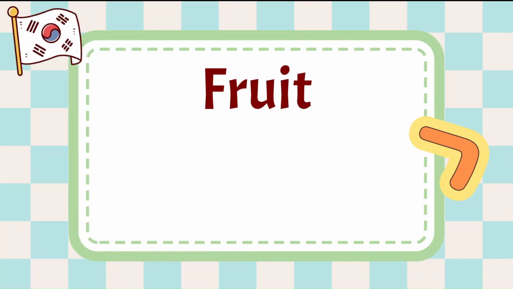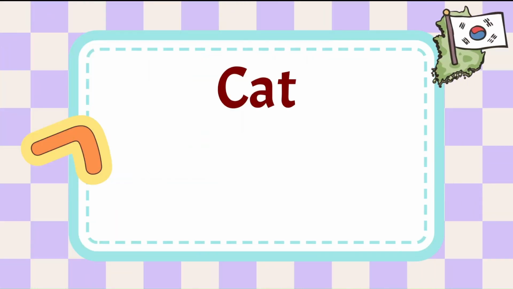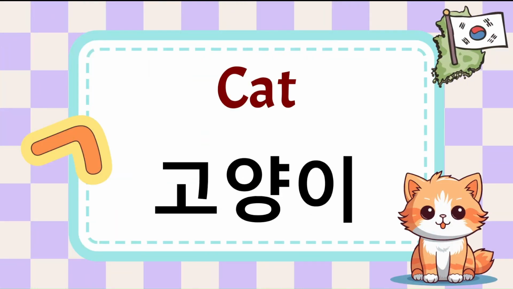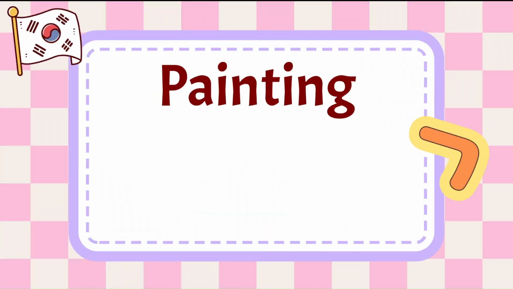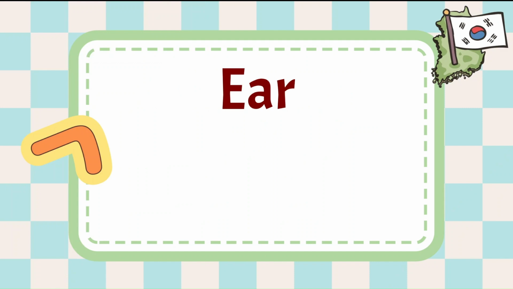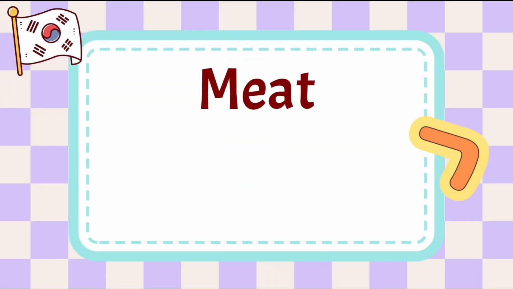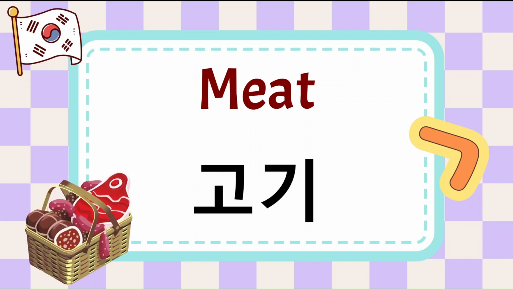Next comes the word fruit. 과일, 과일. Cat, 고양이, 고양이. Painting, 그림, 그림. Now let's look at the next word. Ear. Again, this is a very easy word, one syllable word. 귀, 귀. Now let's move ahead to the next word, and that is meat.